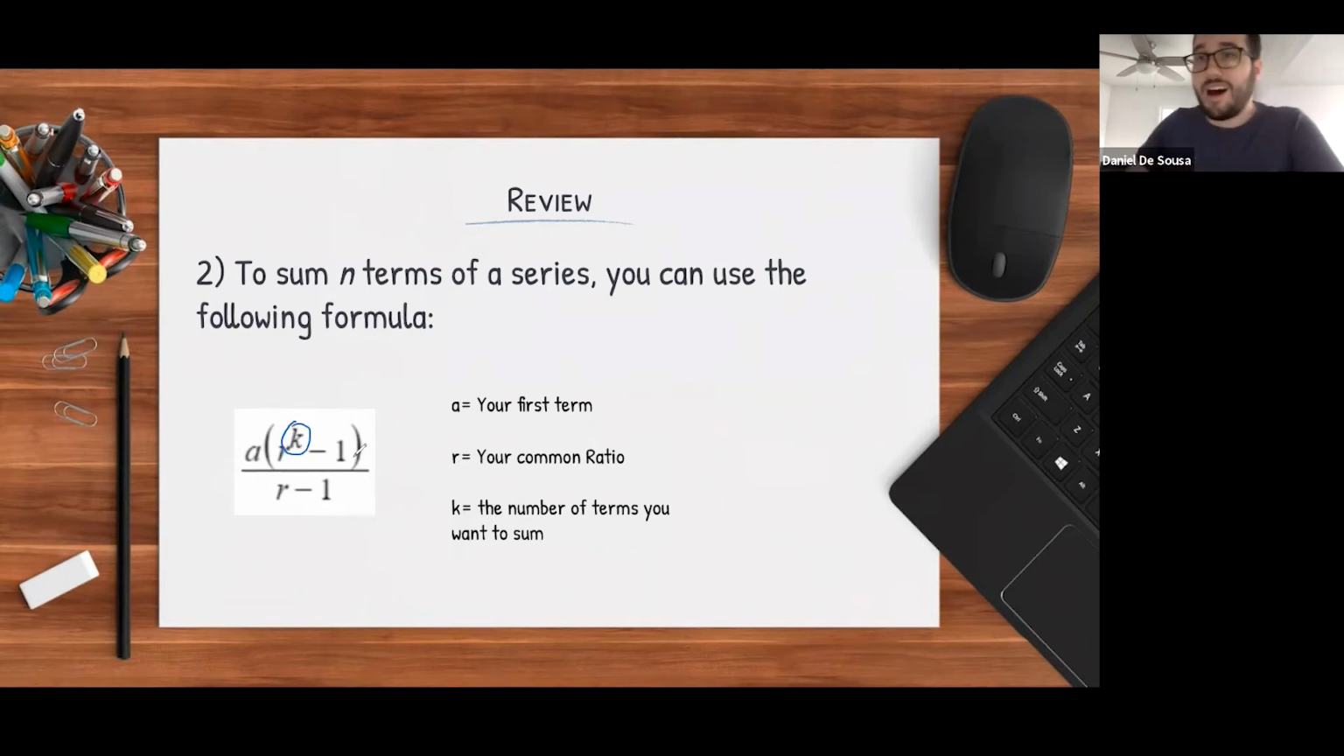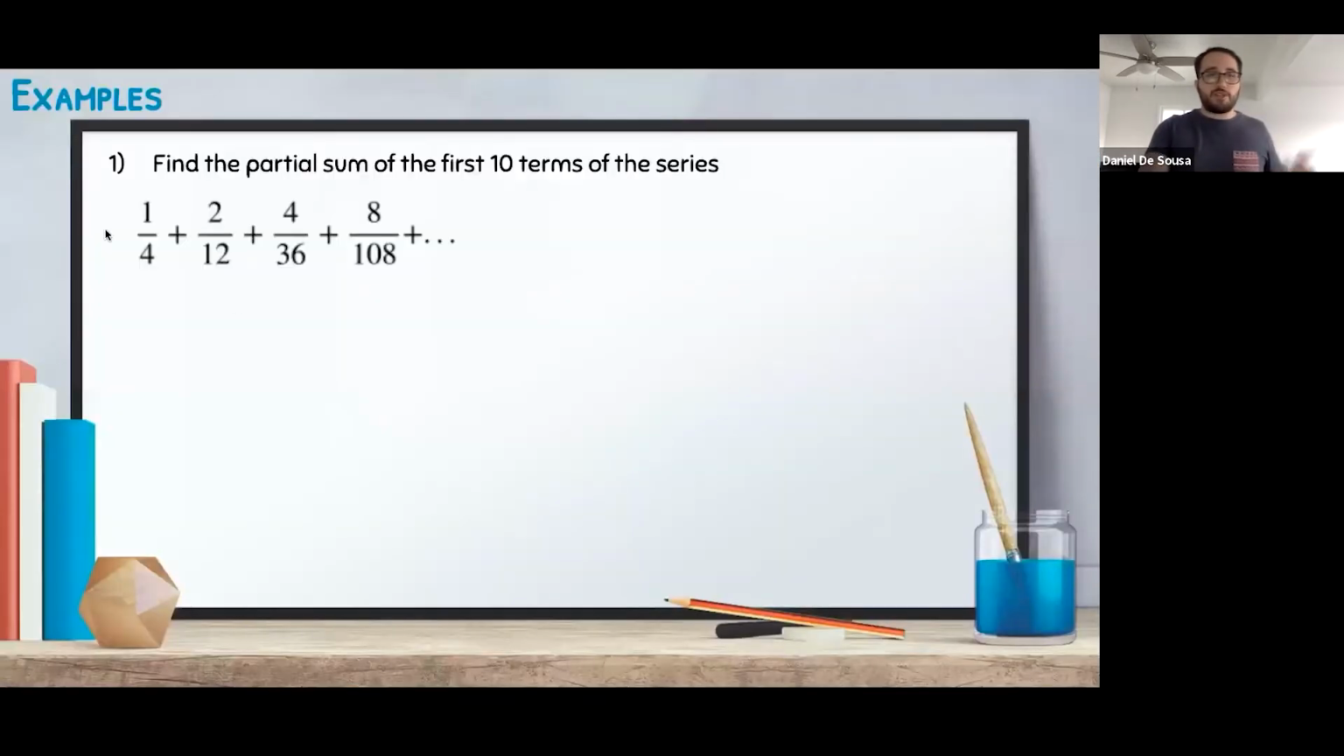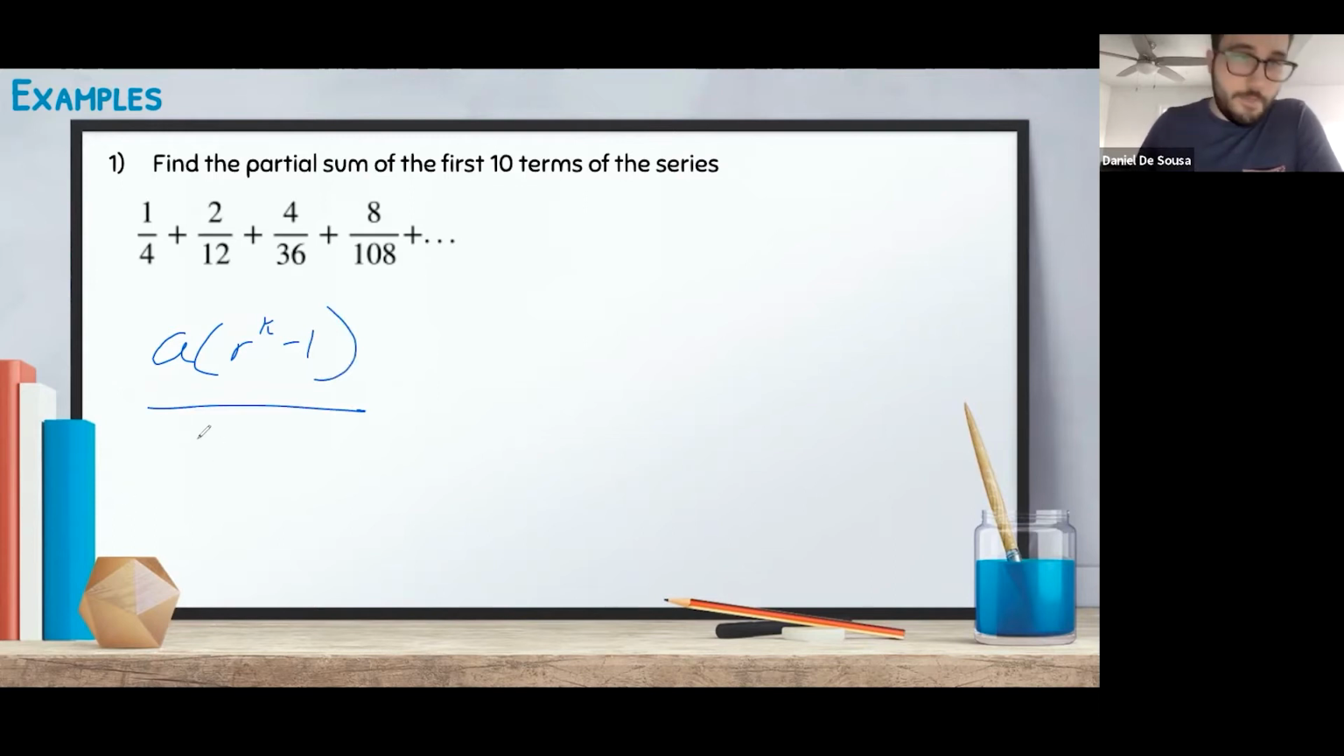In textbooks, these letters are written differently. Sometimes it's N, K, I. It could be a bunch of different things. But in essence, you just need 3 things to sum a certain amount of terms in a series. So let's do a quick example. If I said, find the partial sum of the first 10 terms of this series, I like to write out my formula: A times R to the K minus 1, all divided by R minus 1. Where A is my first term, I can see that my first term is 1/4.